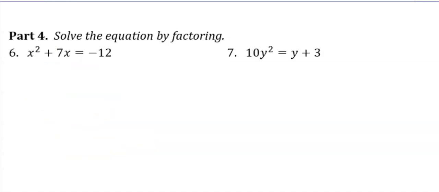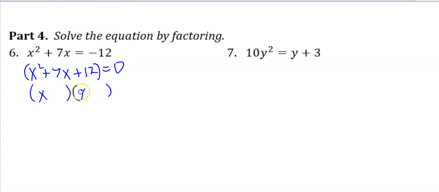Solve the equation by factoring. So again, you can put it in the right order. We always like to order in order of degree. So I'm going to add 12 to both sides. Just try to factor it. It should factor nicely. Looks like 3 and 4.